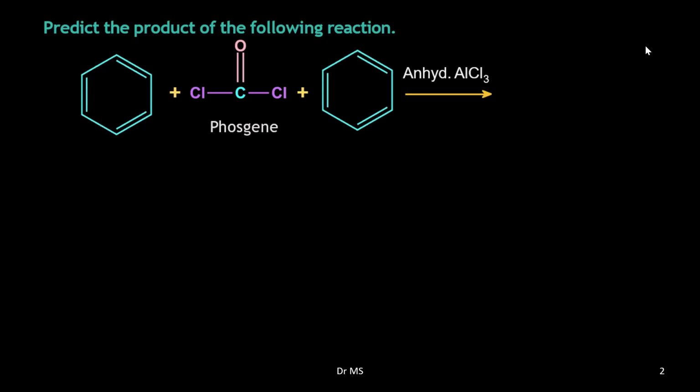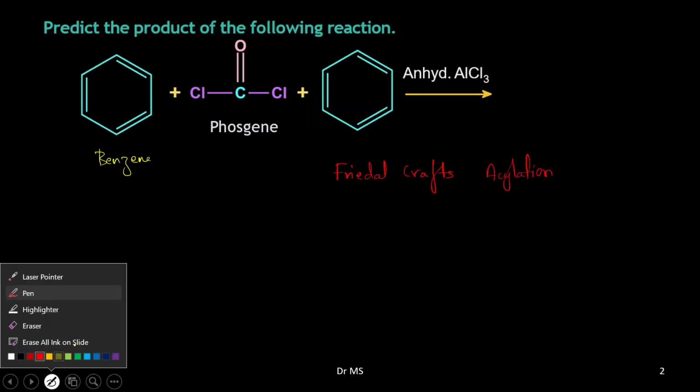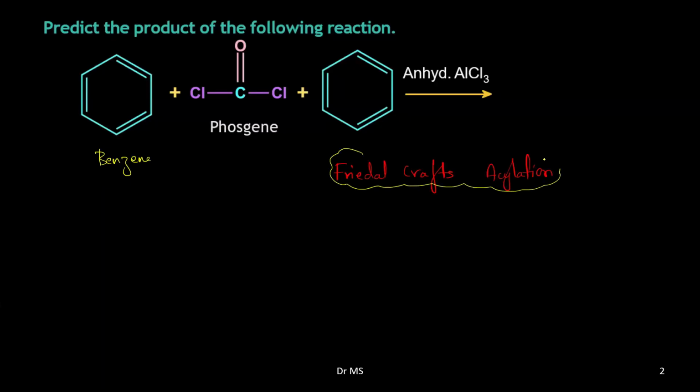Yes, sure. So what happens? Is this an acylation or alkylation? Acylation. Yeah, it's a Friedel-Crafts acylation reaction. So that's happening between the benzene and the phosgene. So just remember, this reaction is a Friedel-Crafts acylation reaction.